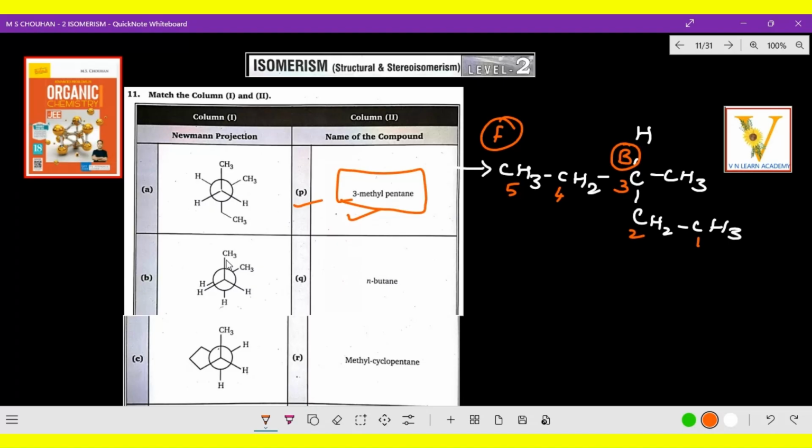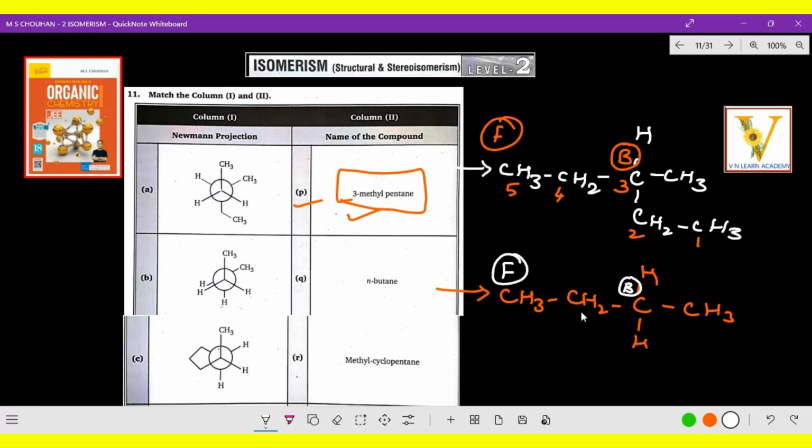Here the same idea: CH3 CH2 is the front carbon, and the same way here CH2 CH3 is the back carbon. Okay, let me write this, CH3 CH2, and then this CH, and here one more H, here CH3. So this is CH3 CH2, CH2 CH3. The first one is the front carbon, the second one is the back carbon. The same way, this is front carbon and this is back carbon. Hope you got the clarity.